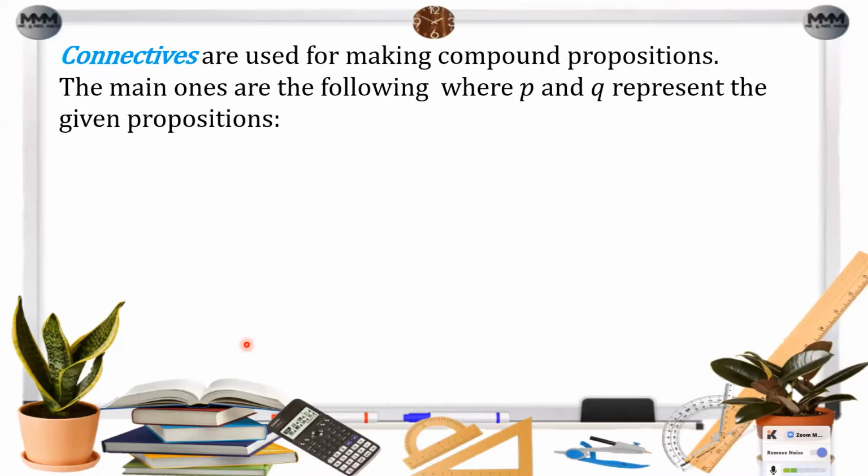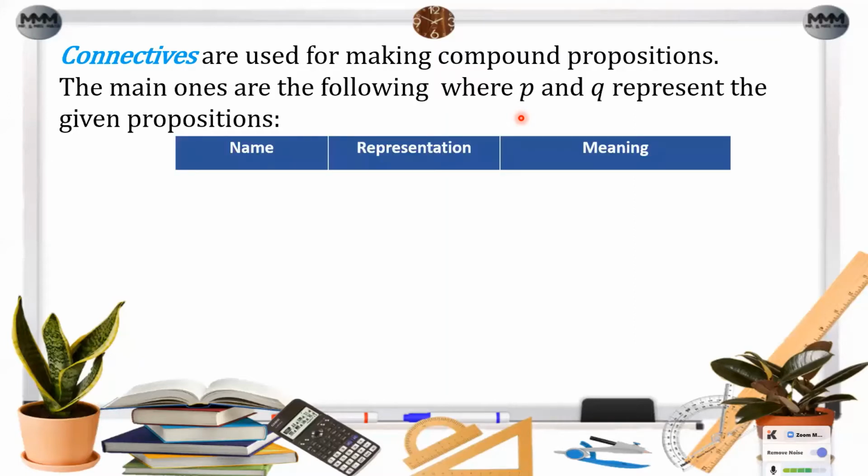Now let's have connectives. Connectives are used for making compound propositions. The main ones are the following, where we represent P and Q as the given propositions. Here you have proposition P. It is a declarative sentence, a sentence in which we can tell whether it is true or false. So there is a corresponding truth value for every proposition. Let's have some connectives with their names, representations, and meanings.